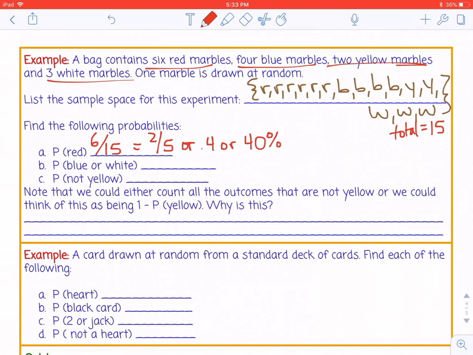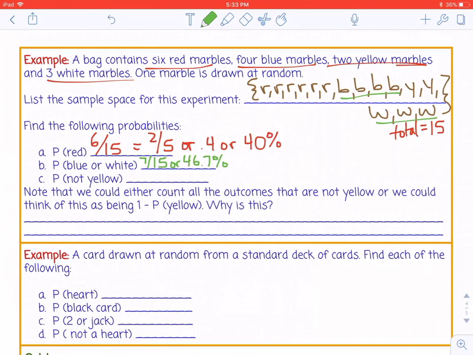The probability of blue or white would be 4 blue plus 3 white, because we have 4 blue marbles and 3 white marbles, so that would be 7 out of 8. Or not 8, excuse me, that was our last example. 7 out of 15, which if we make it into a percentage would be 46.6666%. So let's say 46.7% if we needed to write it that way.